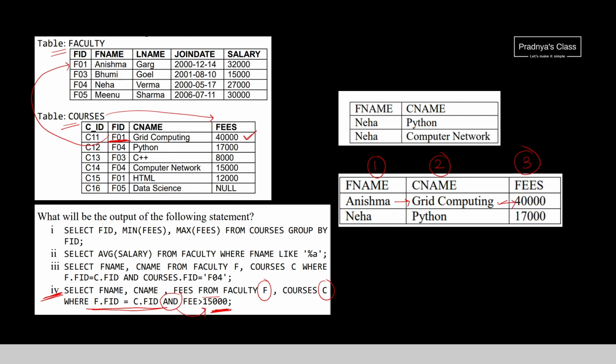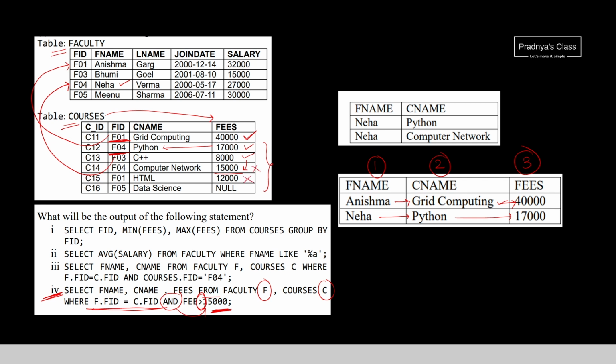In the same way, let's check the remaining fees. The next fees is 70,000. It is also more than 15,000. C name for that is Python and the faculty ID is F04. The name of the F04 faculty ID is Neha. So we could see here that is also displayed in the output. Next fees is 18,000. It doesn't match the criteria. Moving ahead to the next fees, it is 15,000, but the condition is fees should be greater than 15,000, not greater than or equal to. It doesn't satisfy the criteria.